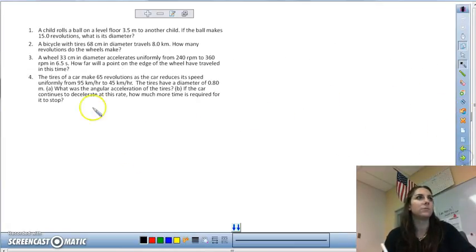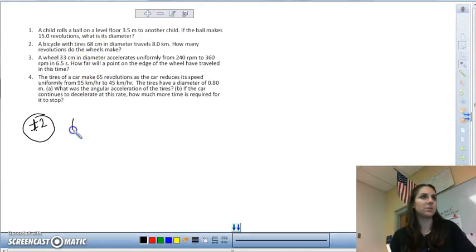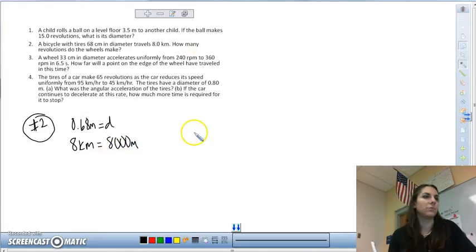Let's go on to number 2. I just basically cleared it. Question number 2. A bicycle wheel with tires of that diameter, so I'm going to convert that automatically into meters, plus diameter. Travels, I'm going to convert this immediately into meters, so 8,000 meters. How many revolutions did the wheel make?